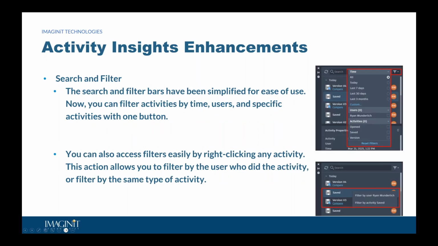So in addition, you now have a search and filter. The search and filter bars have been simplified now to allow for ease of use. You can now filter activities by time, user specific activities with one button. You can also access the filters easily by right mouse clicking any activity. This action allows you to filter by the user who did the activity or filter by the same type of activity. Right? Filter by the user, filter by the activity saved.